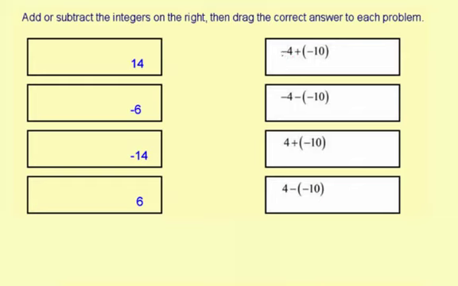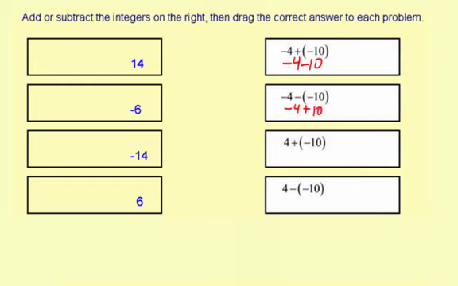So -4 plus -10, you have a plus and a negative combined together, that makes a negative. So really, this is the same thing as -4 minus 10, like that. Now look at this next one, -4 minus -10, minus negative makes positive, so it's really the same thing as -4 plus 10.